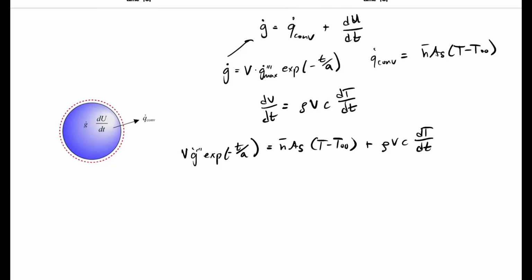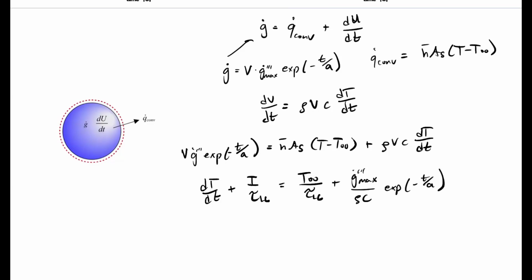Okay. Go through and simplify this a little bit. So let's divide out to get the highest order term kind of clean. So we end up with dT/dt plus temperature over the lump capacitance time constant tau LC, and that's equal to T infinity over tau LC plus generation over rho C times exponential of minus t over A. Okay. So that's our ODE for this problem.